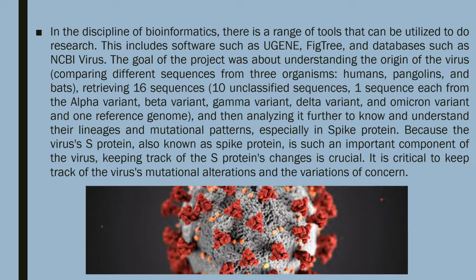The goal of the project was understanding the origin of the virus by comparing different sequences from three organisms, humans, pangolins, and bats, and then retrieving 16 sequences, which included 10 unclassified sequences, one sequence each from the alpha variant, beta variant, gamma variant, delta variant, and omicron variant, and one reference genome, and then analyzing it further to understand their lineages and mutational patterns, especially in spike protein.